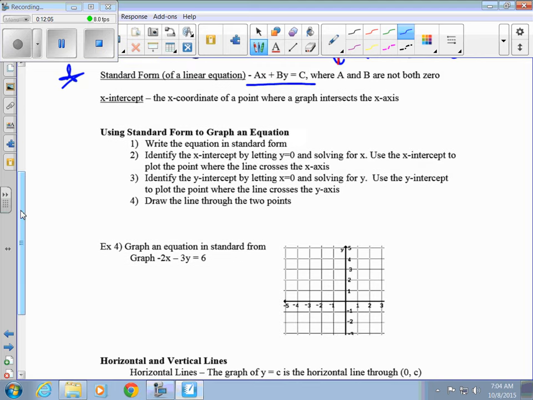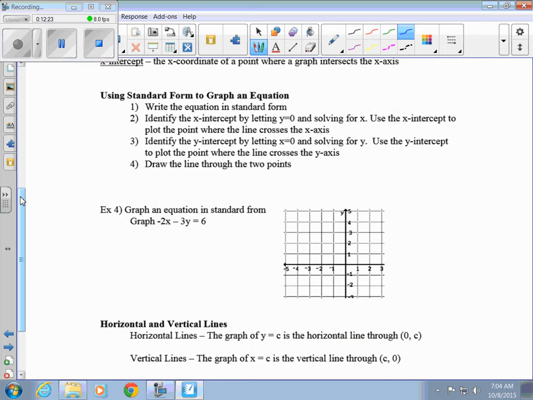So when we look at using standard form to graph an equation, you can do it one of 2 ways. You can do it using the cover-up method, which we're going to talk about, or you can always switch it to slope-intercept form. If you switch it to slope-intercept form, then you would graph it exactly the same. So what we're going to do is do this equation both ways. Using standard form to graph the equation, step 1 says write the equation in standard form.